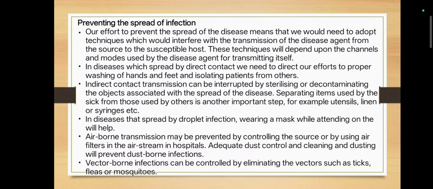Indirect contact transmission can be interrupted by sterilizing or decontaminating the objects associated with the spread of the disease. Separating items used by the sick from those used by others is another important step, for example, utensils, linen, or syringes. In diseases that spread by droplet infection, wearing a mask while attending on the sick will help.